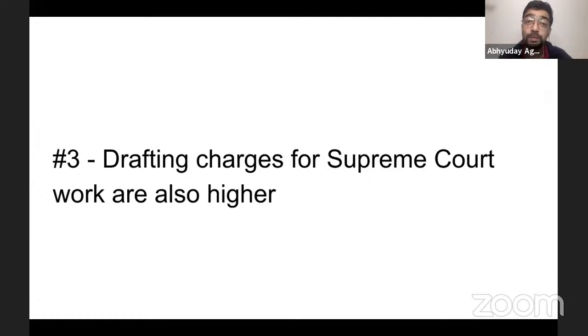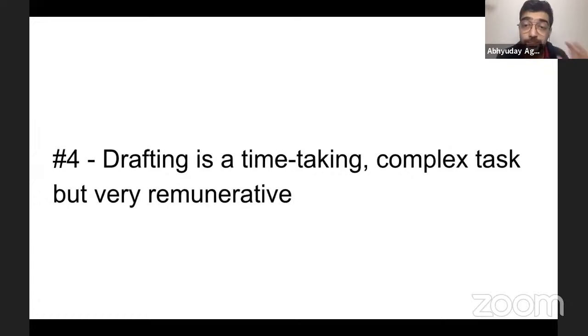Drafting charges for Supreme Court work is higher. इसका मतलब क्या है कि there is importance of it also, and the remuneration correspondingly is higher. ऐसे नहीं है कि it is shit work and you are being paid less for a lot of work. No. Clients are paying more for this work. Lawyers are paying juniors or people who draft for them on a freelance basis also more per draft, right? The drafting charges are much higher. Drafting is a time-taking and complex task for lawyers, but very remunerative.